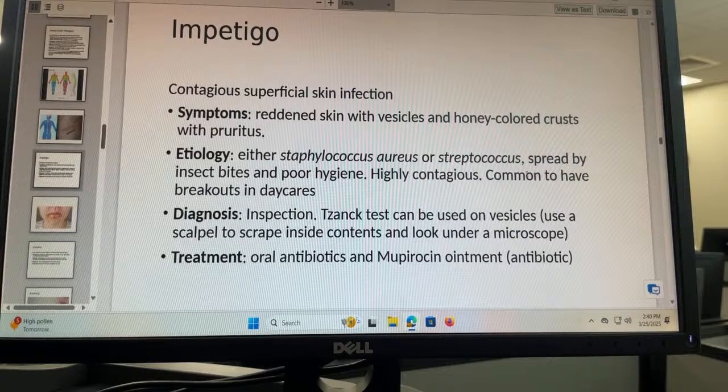Treatment-wise, since it is caused by a bacteria, antibiotics are going to be the go-to. Mupirocin is an ointment, kind of like Neosporin, which is an antibiotic ointment, but mupirocin is just stronger. It is an ointment you can put on topically, or you can take oral antibiotics, depending on how bad it is.